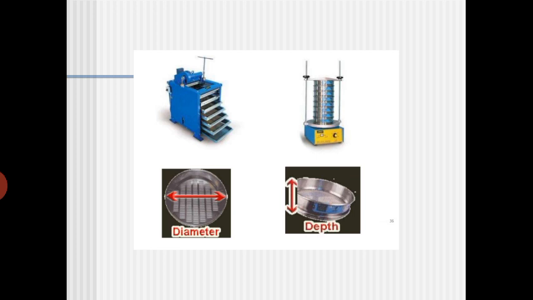So normally if you see these diagrams, here you can see mechanical types of sieving machines. There are two different types, one is a round shape and one more is a rectangular type of sieve. On the left hand side you can see a rectangular type of sieve, and on the right hand side you can see a circular type of sieve. That is the diameter, normally the diameter of the sieve, and that is the depth of the sieve.